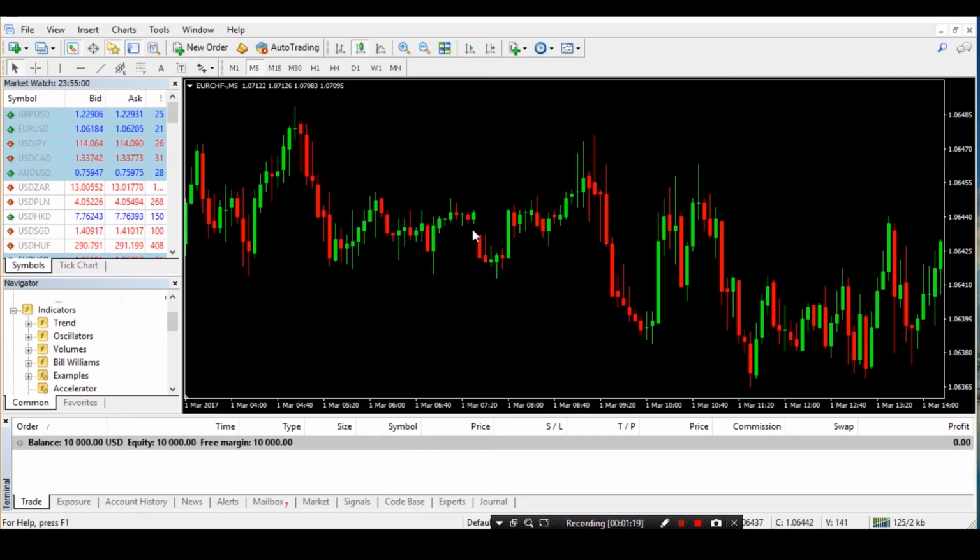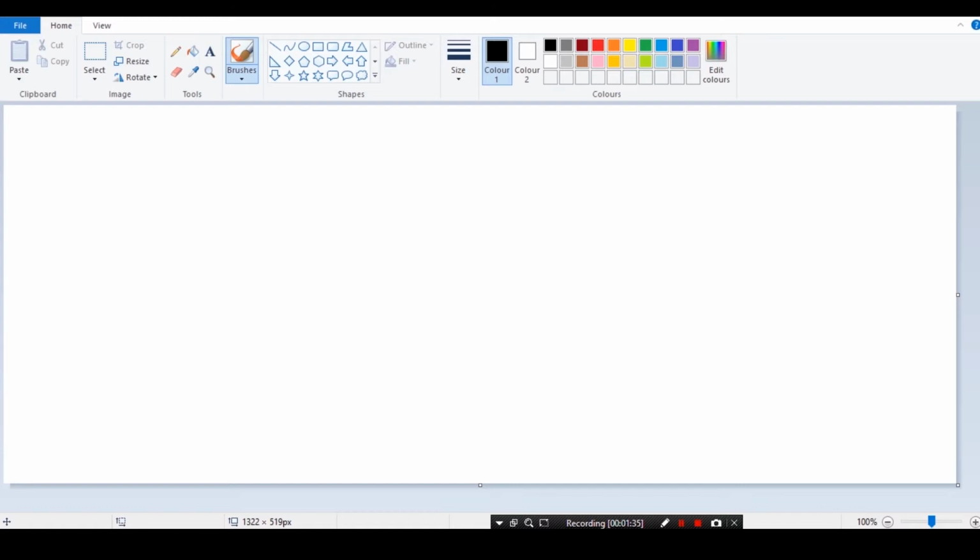Welcome to your class on gaps. Now, I need you to pay attention to this section of price action right here. Notice how there is a space in the market. That space is called a gap. Now, let's get into more on gaps and how they form.